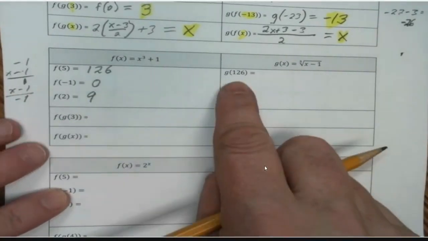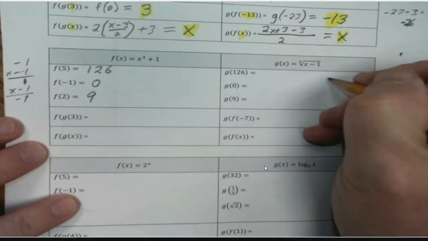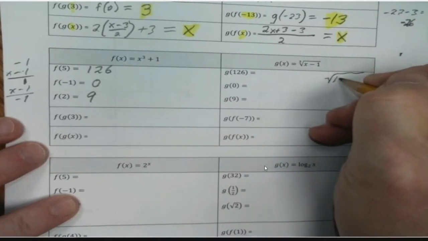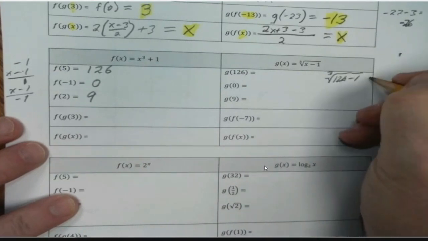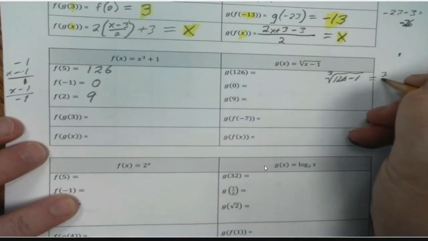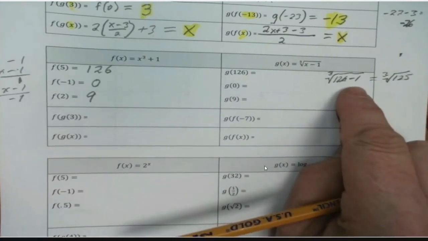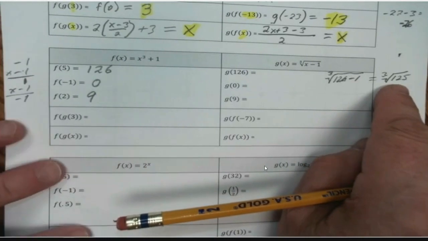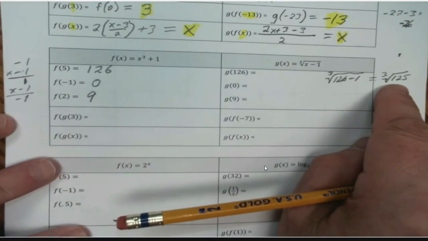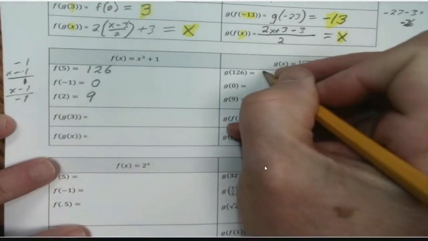All right, let's look at g over here. g of 126. So we've got to substitute it in: 126 minus 1 and take the cubed root of that. So the cubed root of 125. What multiplied times itself 3 times equals 125? Well, we just figured that the other way over here. 5 times 5 times 5 is 125. So this obviously must equal 5.